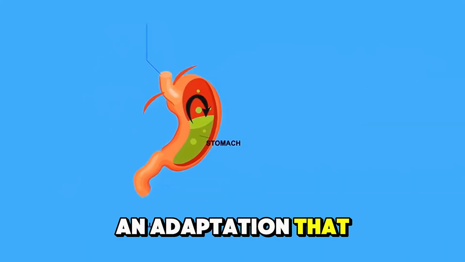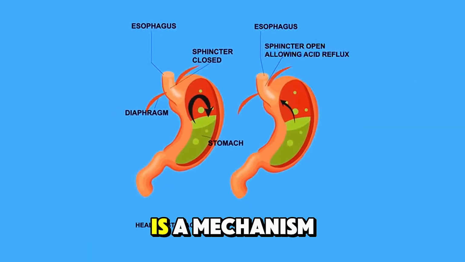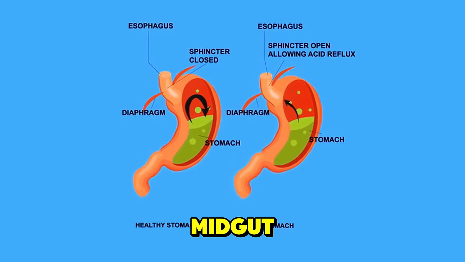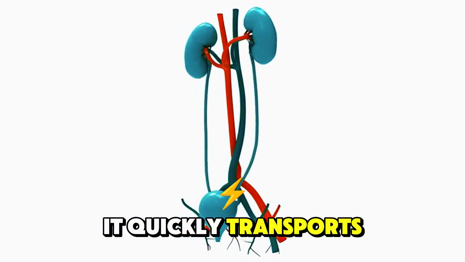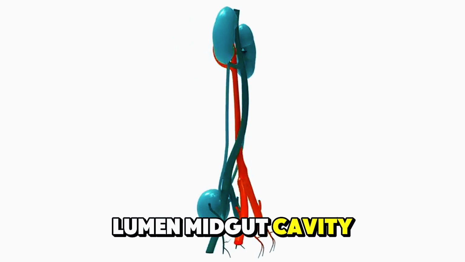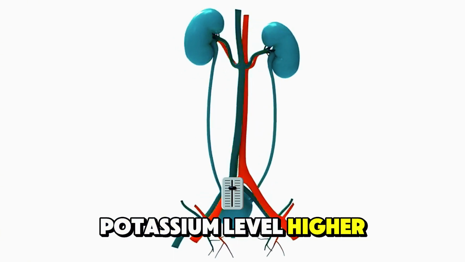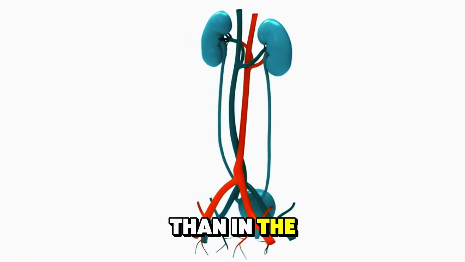An adaptation that enables them to eat so much is a mechanism in a specialized midgut that quickly transports ions to the lumen midgut cavity to keep the potassium level higher in the midgut cavity than in the hemolymph.